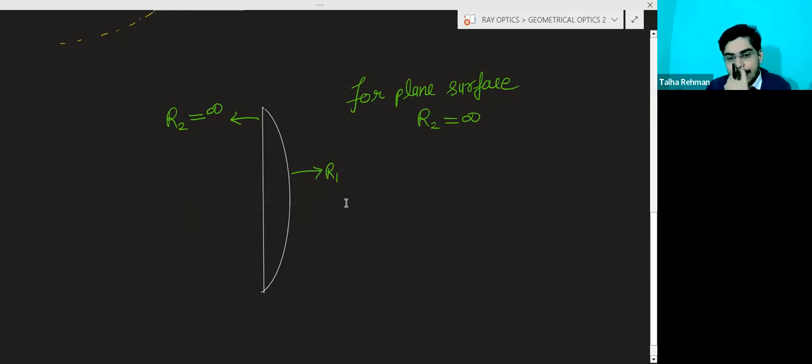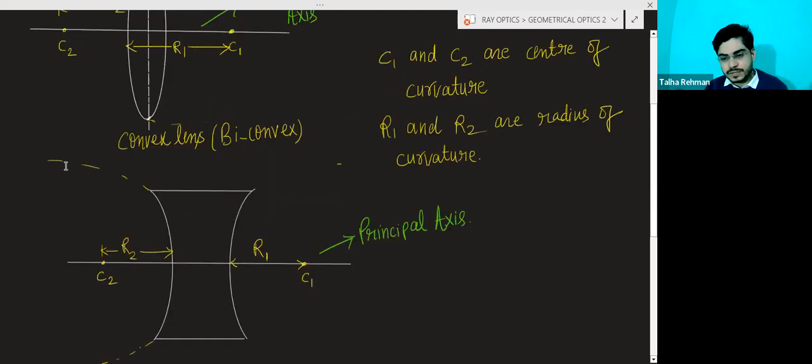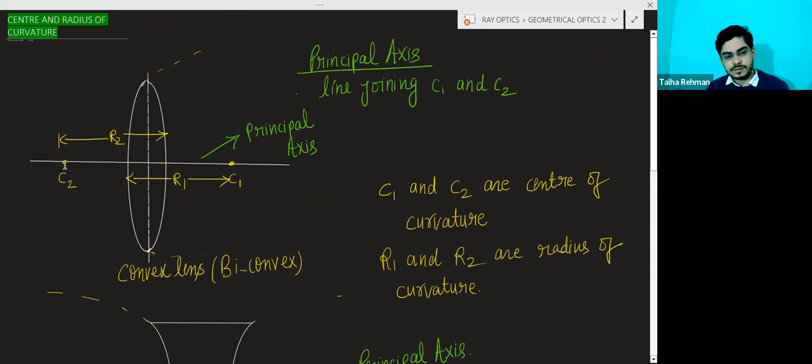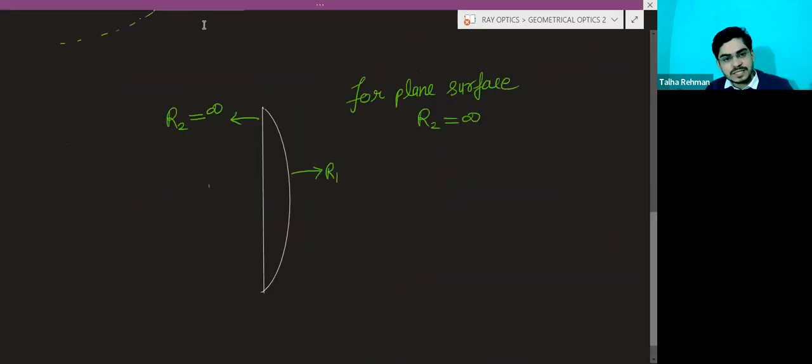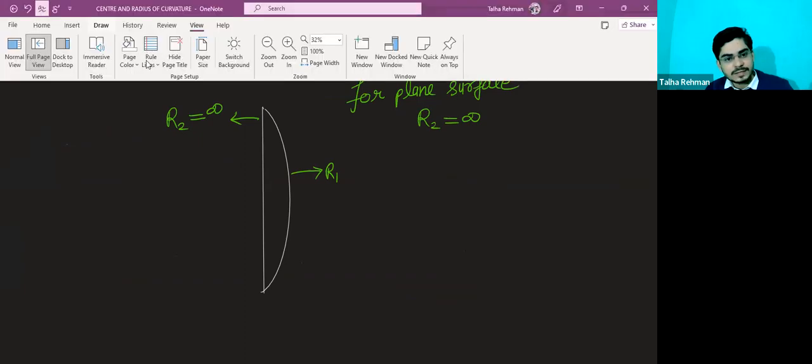Now R1 is the radius of curvature for this surface. Not talking about the principal axis. How do we define the principal axis for this? Here we know the line joining the centers of curvature C1 and C2 is the principal axis. In this case, we define the principal axis like this.